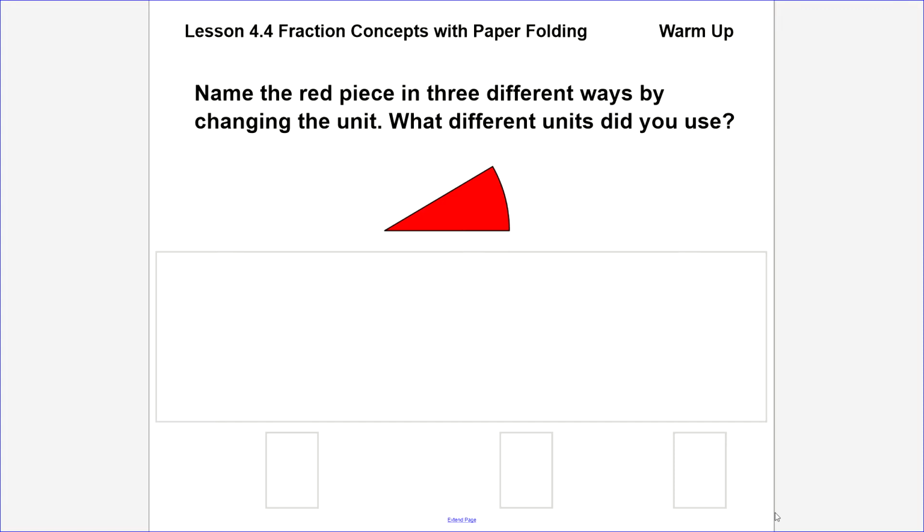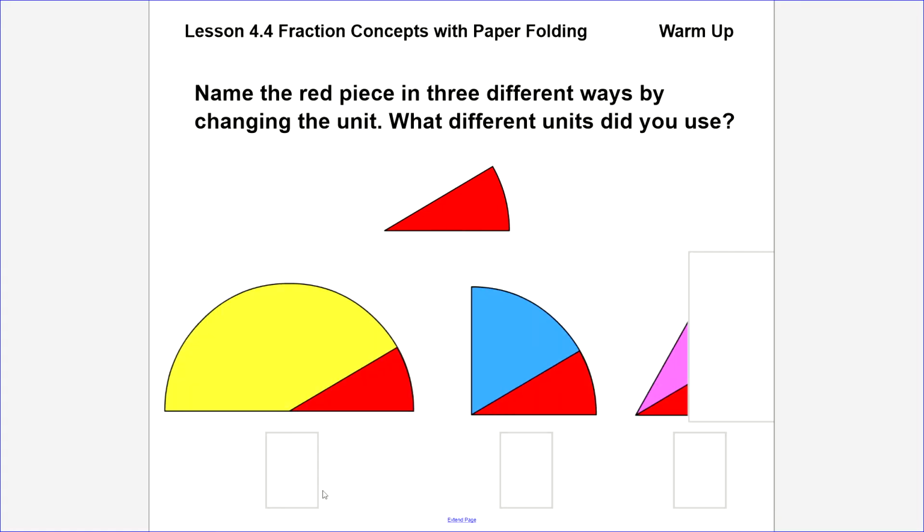First, let's warm our brains up by thinking about our fraction circle pieces. You're going to need your fraction kit for this warm-up, so go ahead and make sure you have it out. Pause the video if you need to go get it. I want you to name the red piece in 3 different ways by changing the unit. What are some different units you could use?